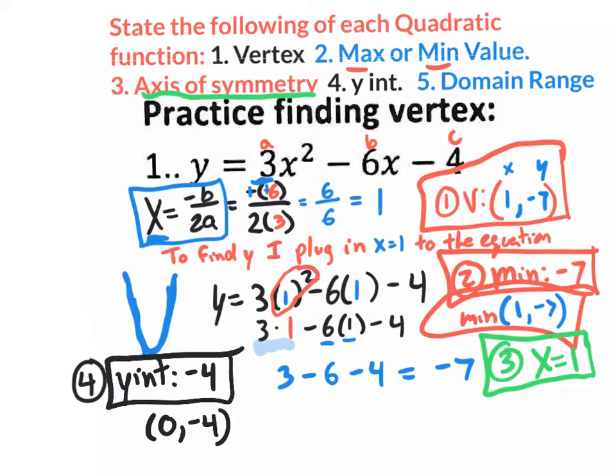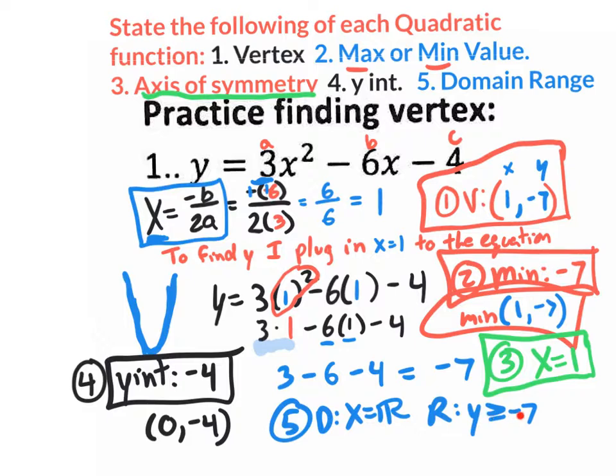How about domain and range? Number 5. Domain, x equals all real numbers. That's on all parabolas. How about the range? The range, y is, it's either above or below that minimum value. So it's greater than or equal to negative 7. How do we know it's greater than? Because it's positive, which means it's opening up. The minimum value we said was negative 7. So the whole parabola has to be at negative 7 or above negative 7.